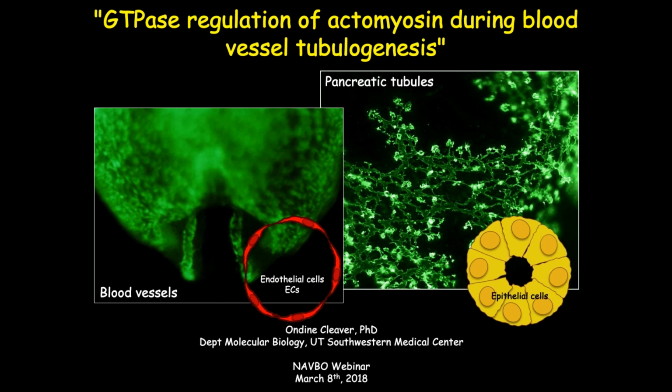We're pleased to welcome our speaker, Ondine Cleaver, who will present her work entitled GTPase Regulation of Actomyosin During Blood Vessel Tubulogenesis. Today's talk will be a more in-depth version of her presentation at the Engineering Vascular Morphogenesis session at Vascular Biology 2017 in Monterey this past October. Much of the presentation will refer to her article in Angiogenesis, RASIP1 is essential to blood vessel stability and angiogenic blood vessel growth.